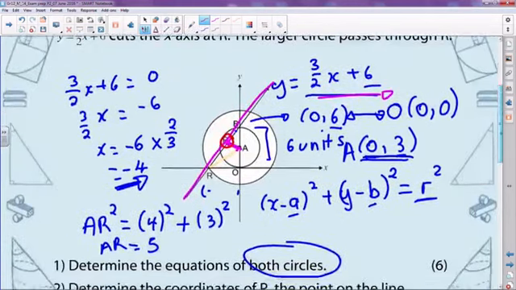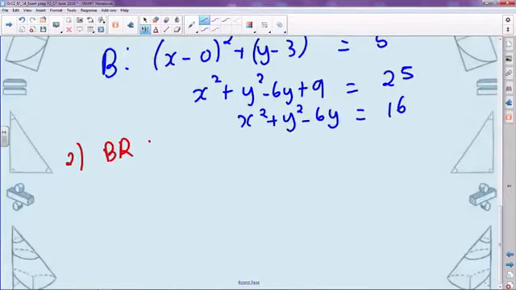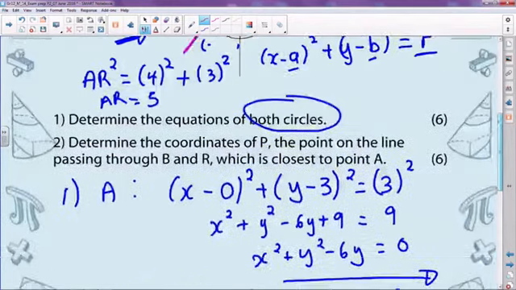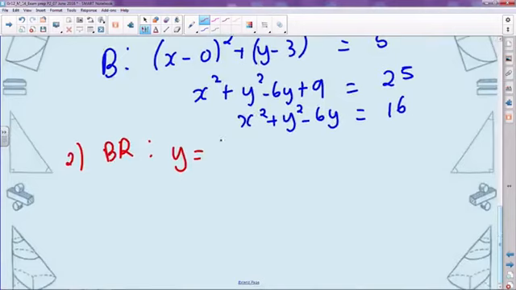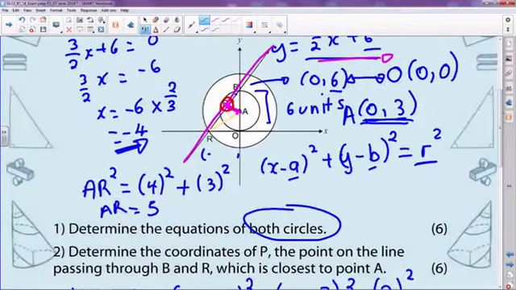Now, the equation of BR was given to you. So we know that the equation of BR, we've got y is equal to 3 over 2x plus 6. Now, for the equation of AP, firstly, you guys can see that AP is perpendicular to the line BR. So therefore, I now start thinking about the properties of the gradients of perpendicular lines. And I know that the product of the gradient of line AP and line BR is going to be equal to minus 1, because we understand this already from perpendicular lines.